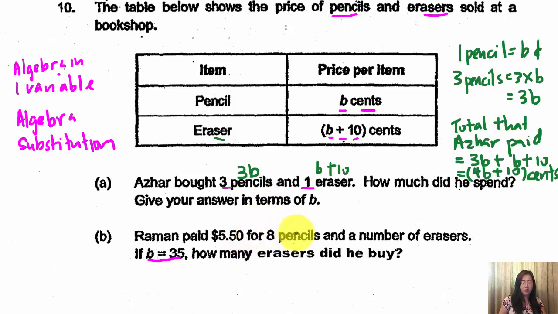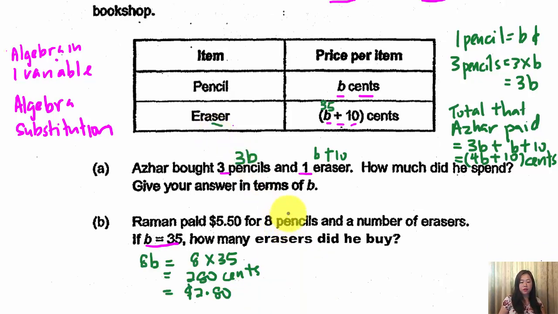So 8 pencils will be equivalent to 8 times B, which is 8B, plus a number of pencils. So 8B is actually equal to 8 times 35, which is equal to 280 cents, and it is also equal to $2.80. Assuming that Raman didn't want to buy these 8 pencils anymore, he would definitely have to pay less than $5.50.